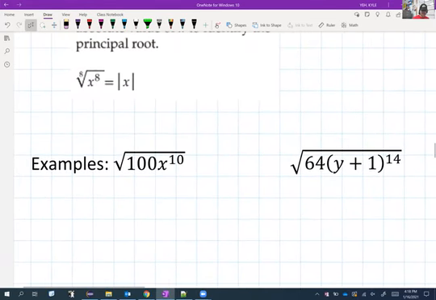I'd like you to take a look at these 2 problems, check them out and try them, and then unpause the video and see if you got what I am getting.